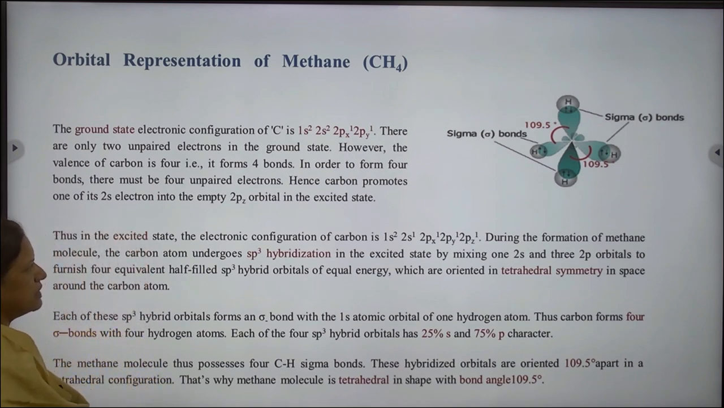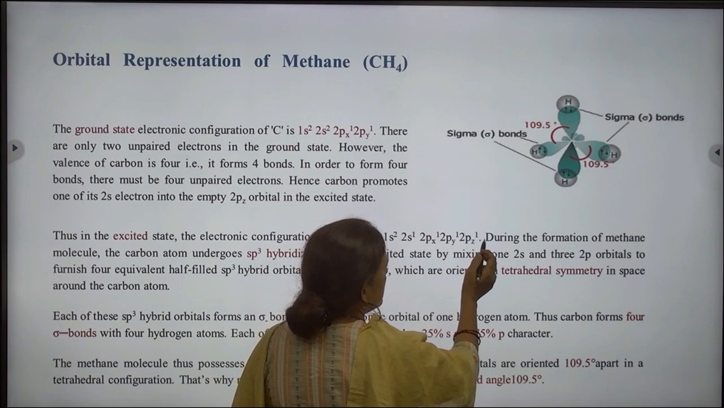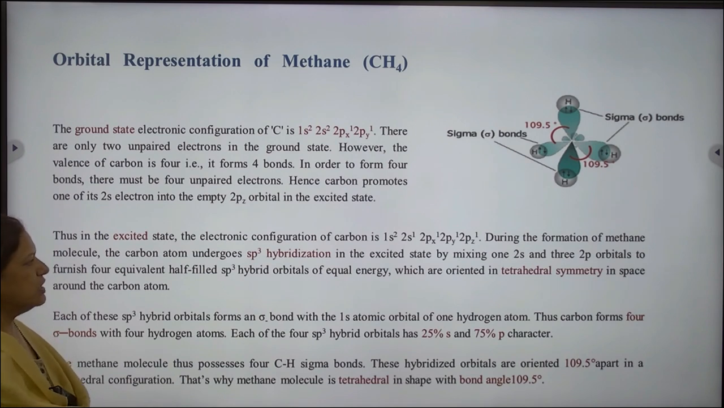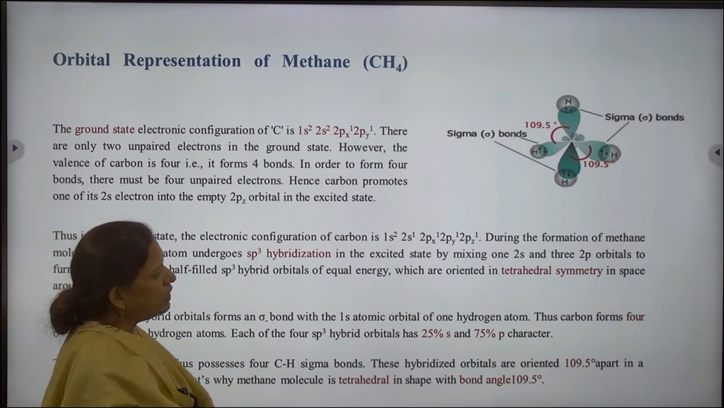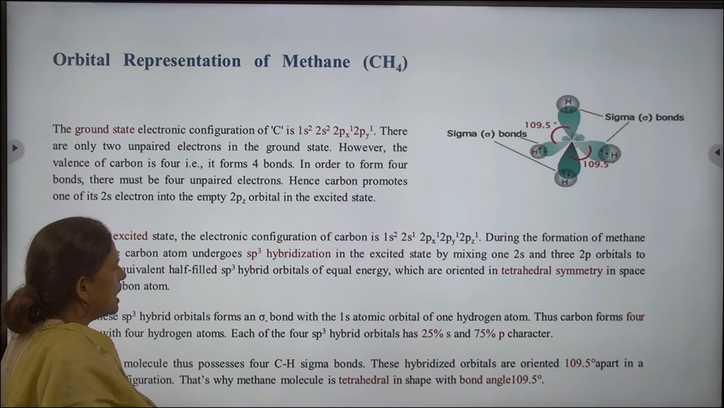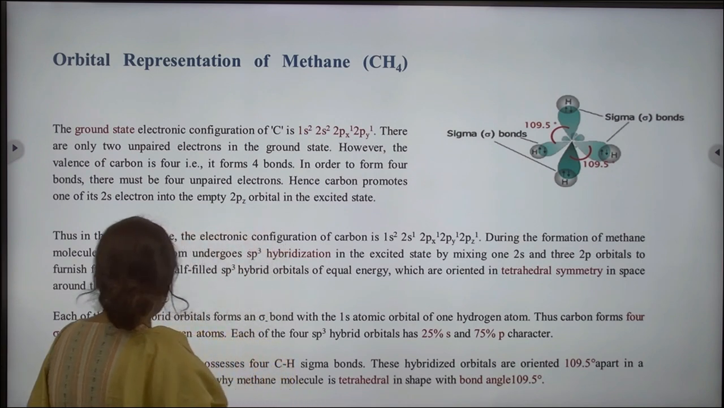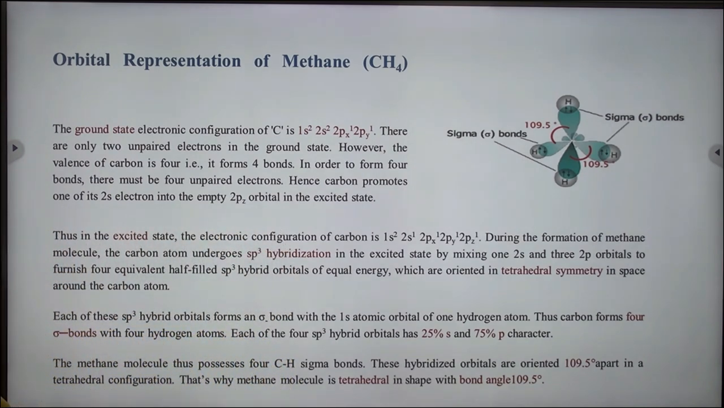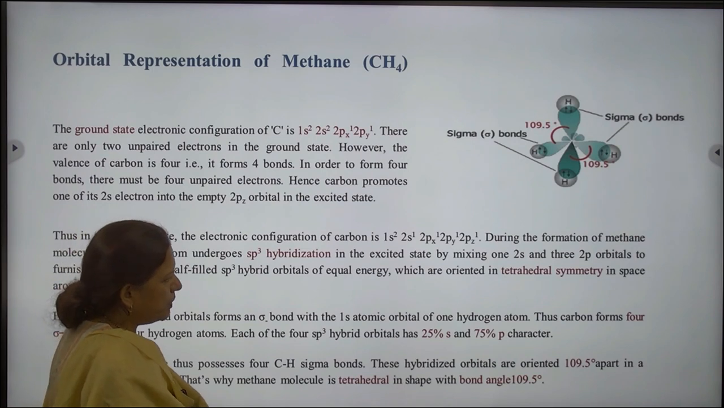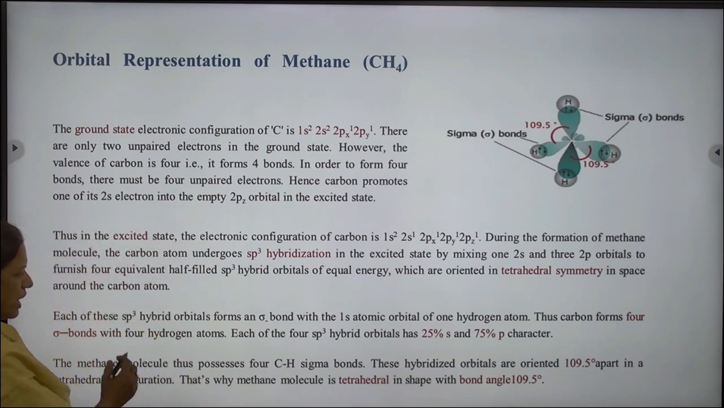Thus, in the excited state, the electronic configuration of carbon is 1s2, 2s1, 2px1, 2py1, 2pz1. During the formation of methane molecule, the carbon atom undergoes sp3 hybridization in the excited state by mixing one 2s and three 2p orbitals to furnish four equivalent half-filled sp3 hybrid orbitals of equal energy, which are oriented in tetrahedral symmetry in space around the carbon atom. Each of these sp3 hybrid orbitals forms a sigma bond with the 1s atomic orbital of one hydrogen atom. Thus, carbon forms four sigma bonds with four hydrogen atoms.